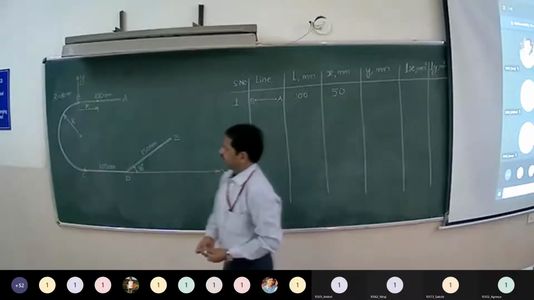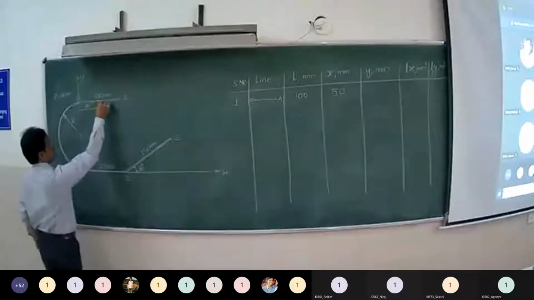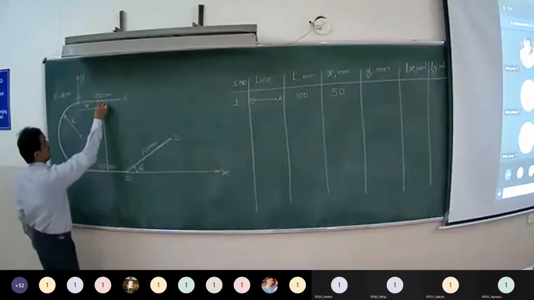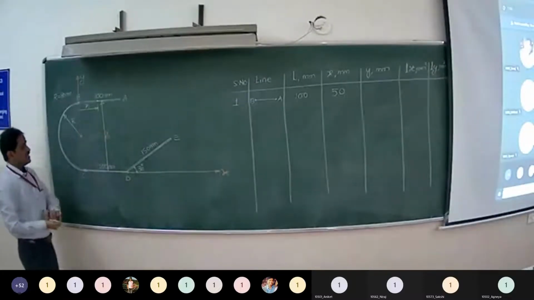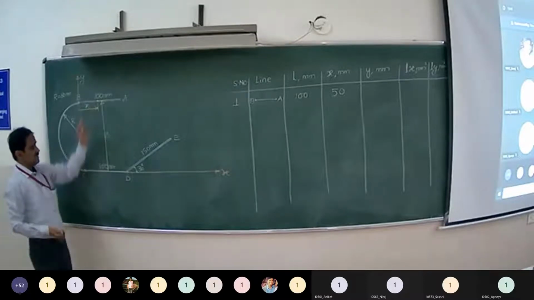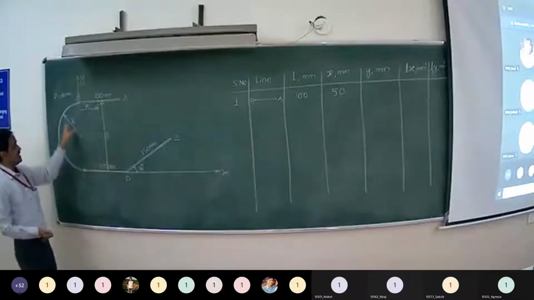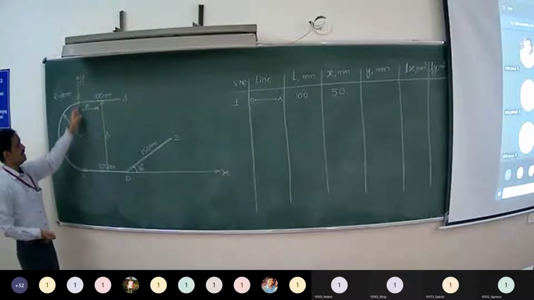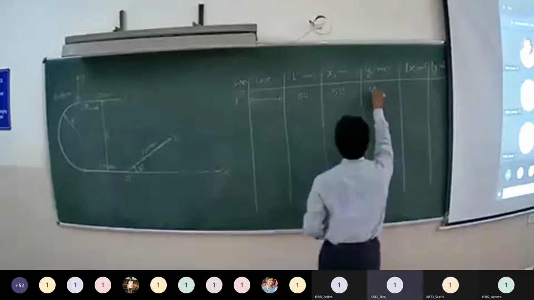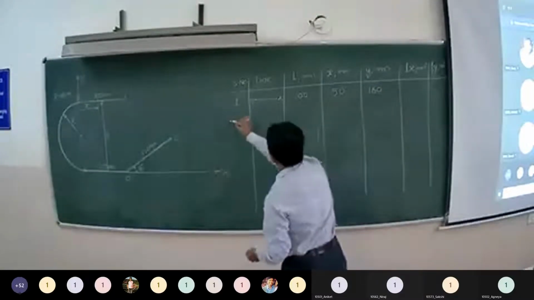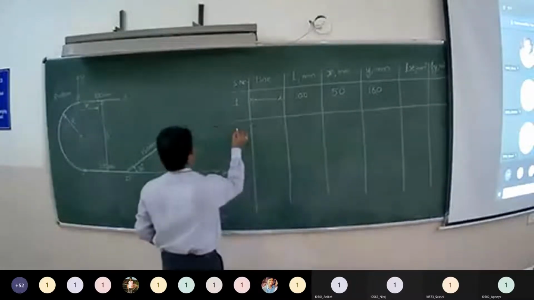Now what is y? Distance of centroid from x-axis. So this is y1. Distance of centroid of the line from x-axis. Here is our x-axis. So how much is this? Radius is given 80. So it is the diameter of the semicircle, 160. You can do these calculations afterwards.